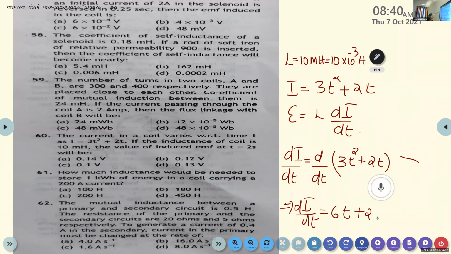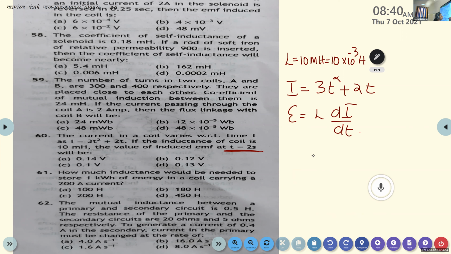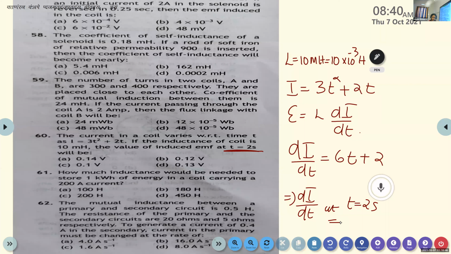But here we have one condition. Find the value of induced EMF at t is equal to 2 seconds. So di by dt is equal to 6t plus 2. But here we want to find out the induced EMF at t is equal to 2 seconds. So di by dt at t is equal to 2 seconds. Instead of t, here we need to substitute the value of 2. It becomes 6 into 2 plus 2.